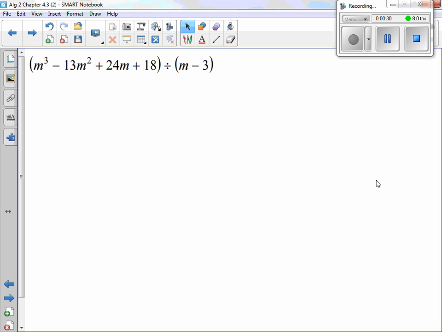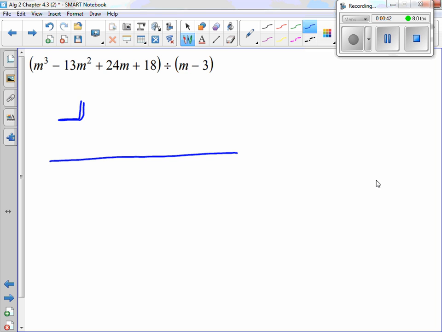Now, there are a few key steps in how we set up synthetic division. When we set it up, the first thing we're going to do is make what I call a cubbyhole. So we'll cut it in a line. This is the first setup in synthetic division.